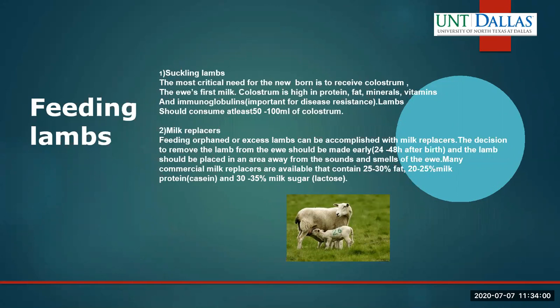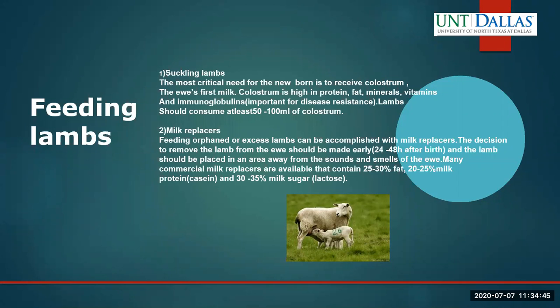Moving to the suckling lambs, the most critical need for the newborn lamb is to receive colostrum. Colostrum is the ewe's first milk. Colostrum is high in protein, fat, minerals, vitamins, and immunoglobulins. These immunoglobulins are important for disease resistance. Lambs should consume at least 50 to 100 ml of colostrum. Fresh colostrum can be provided from another ewe, or colostrum from ewes can be frozen for later thawing and then bottle or stomach tube feeding can be done.